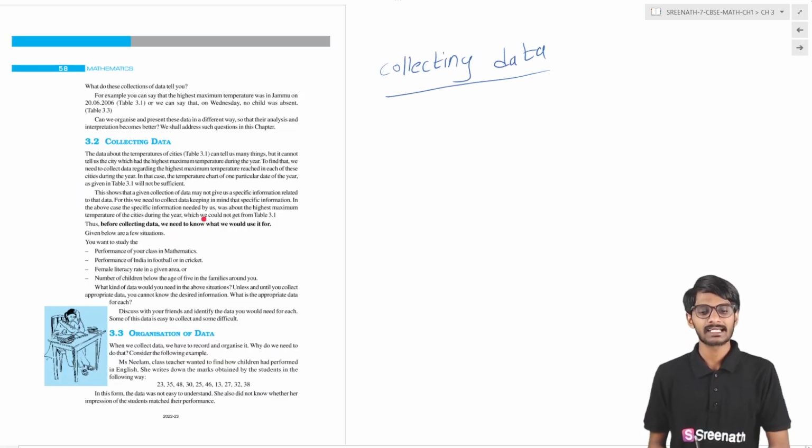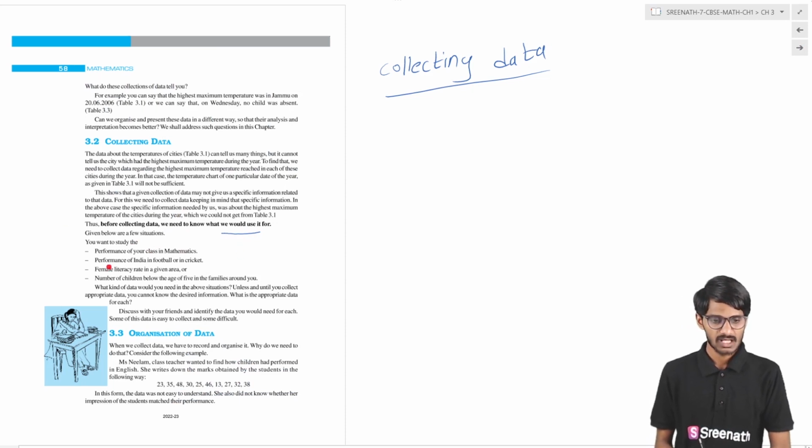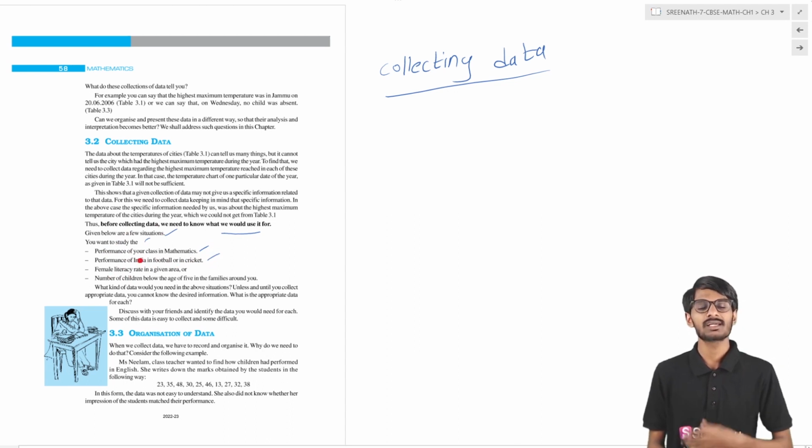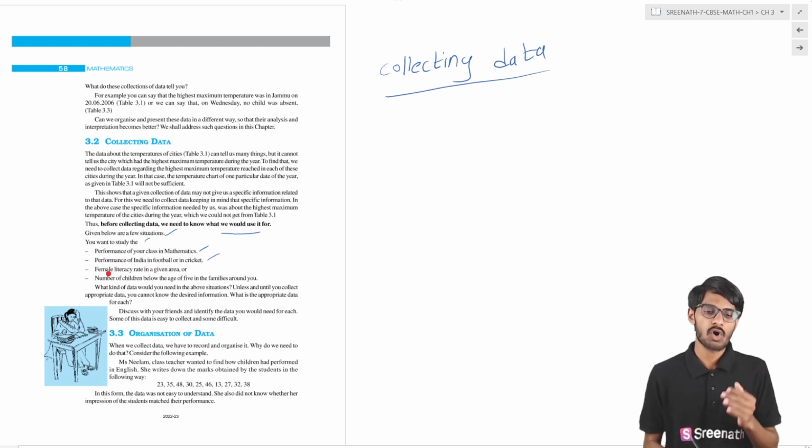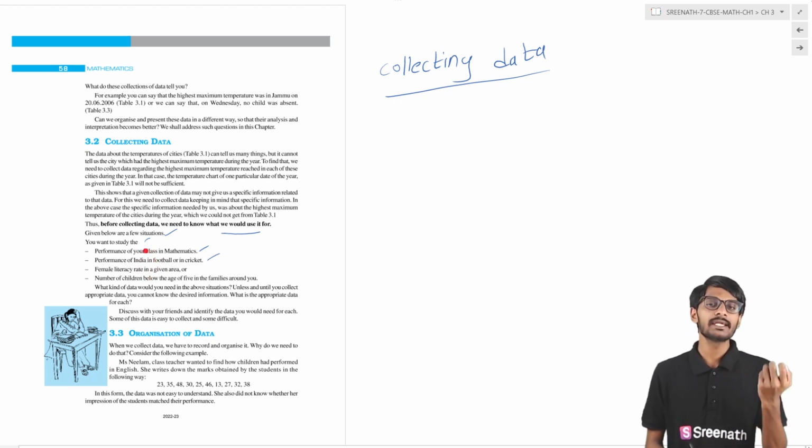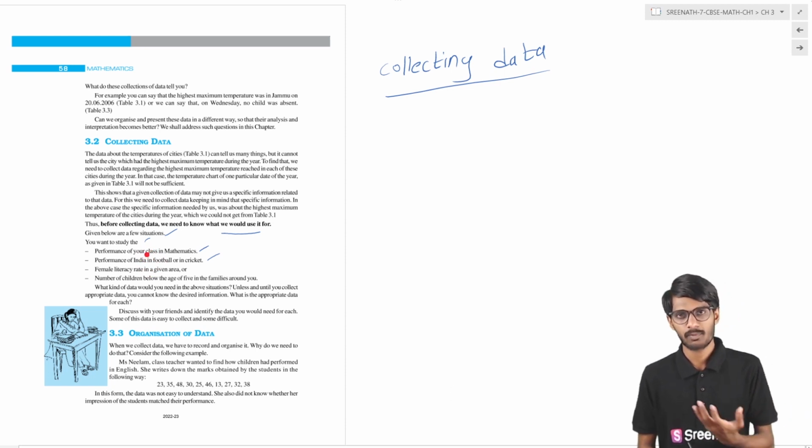So before collecting data, we need to know what we would use it for. Suppose given below are few situations. You want to study the performance of your class in mathematics and performance of India in football or in cricket. So these are the usages, or these are the purposes you want. So first you have to know for what purpose you are collecting the data. Then only you have to collect that type of data.